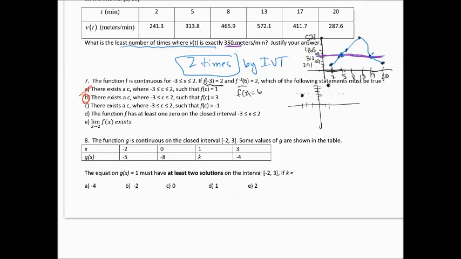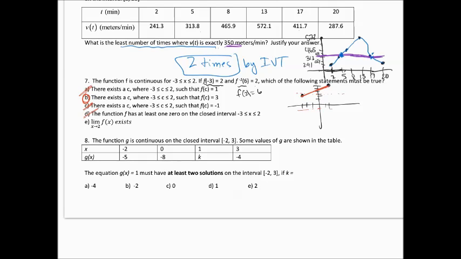Look at the next one. Is there one where it has to be -1? No, to connect from here to here, I don't have to go through -1. So that one doesn't work either. And has at least 1, 0? No, when I'm going from -3 to 2, these points right here, I don't have to cross through 0.